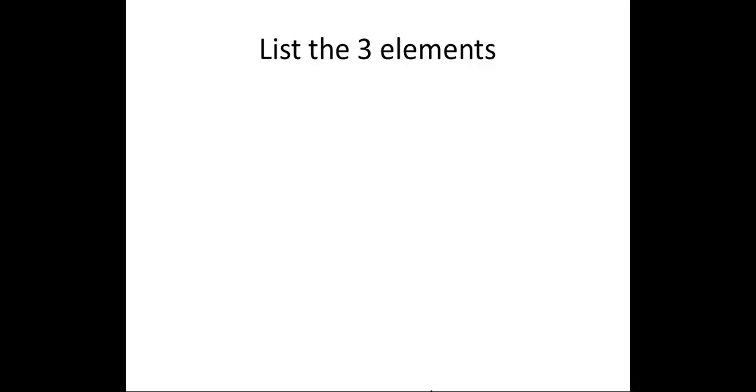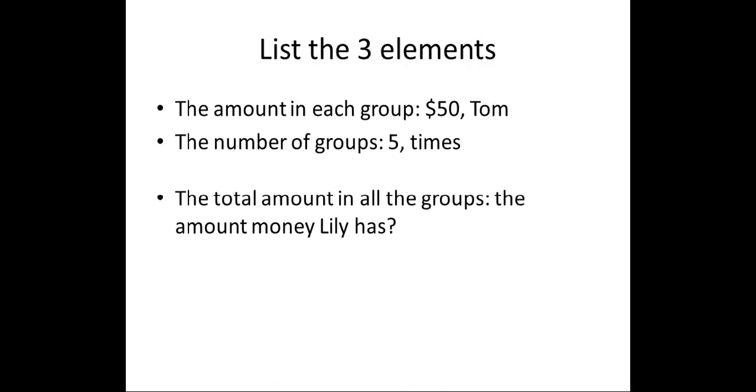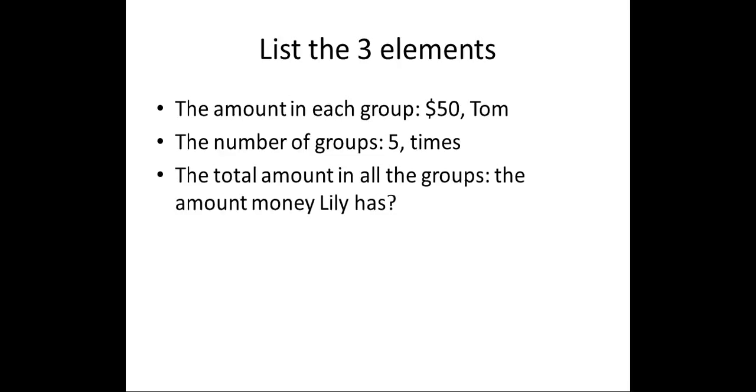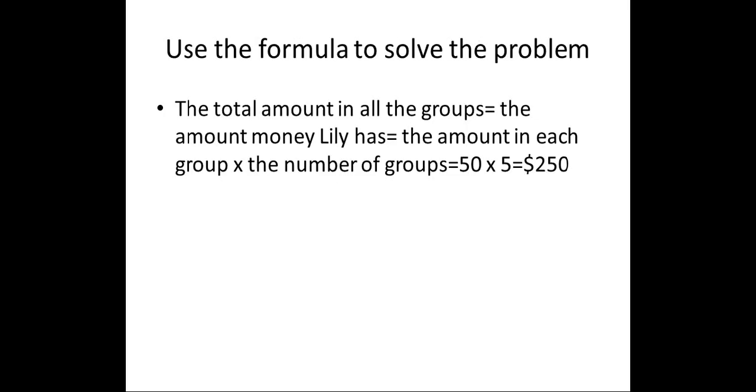Okay, now let's make a list of the 3 elements. We're solving for the total amount in all the groups. And in the previous lesson, we learned the formula on how to solve for the total amount in all the groups. It is the amount in each group multiplied by the number of groups. So the total amount of money that Lily has is $250. Now, let's look at another example.